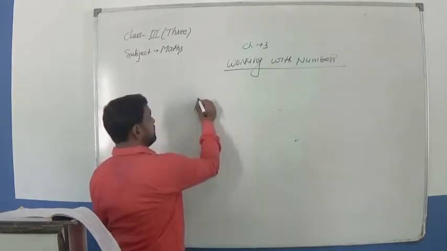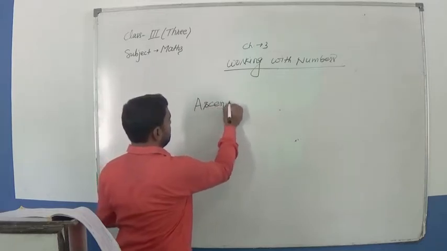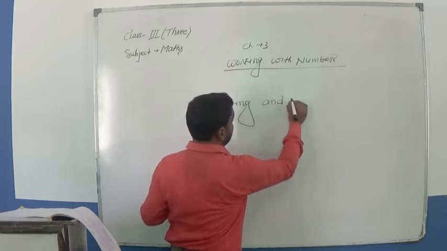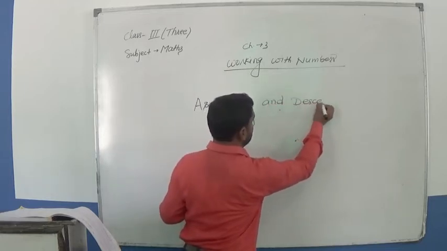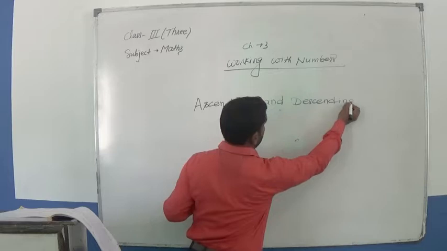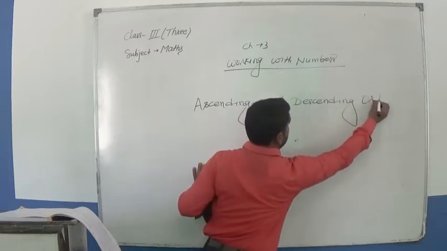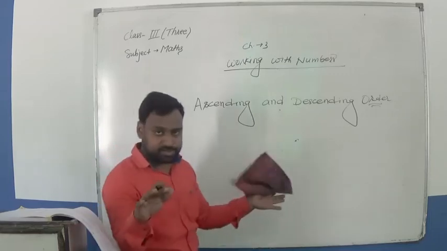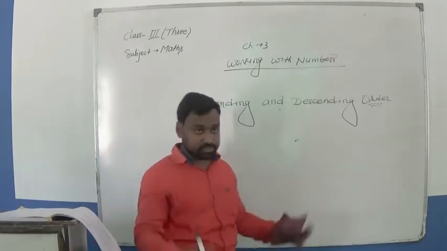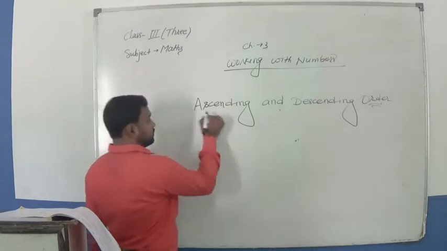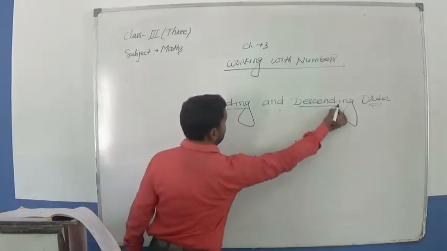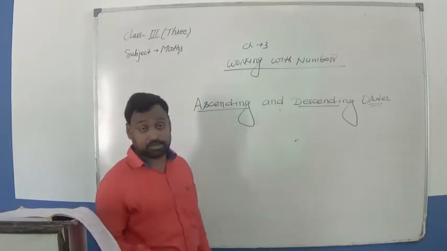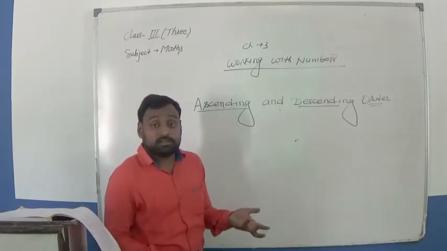Ascending and descending order. Order means arrangement. Okay. Two terms, ascending and descending. First, I would like to make you clear what is ascending, graphically.